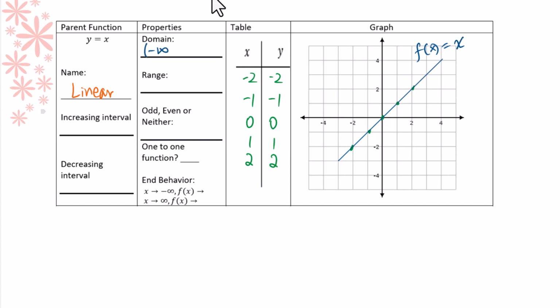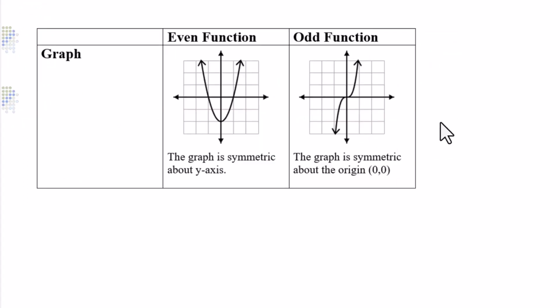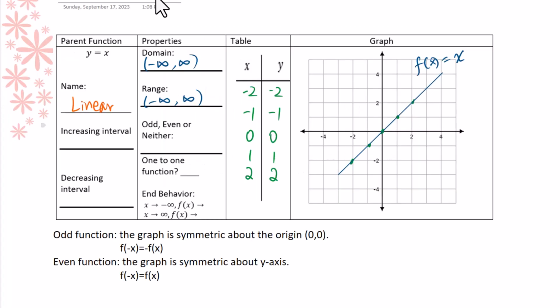Domain is all real numbers. Range is all real numbers. Odd or even function: for an even function, the graph is symmetric about the y-axis. For an odd function, the graph is symmetric about the origin, (0, 0). Y equals x is symmetric about the origin, so it's an odd function.